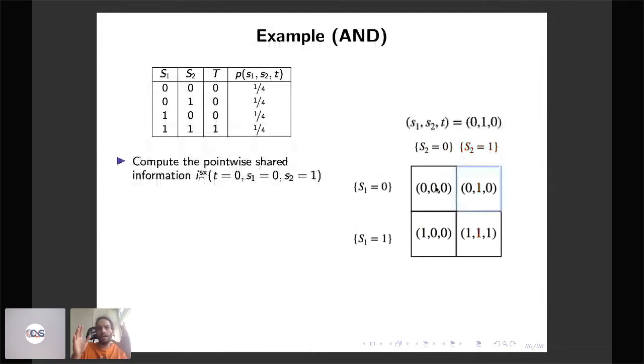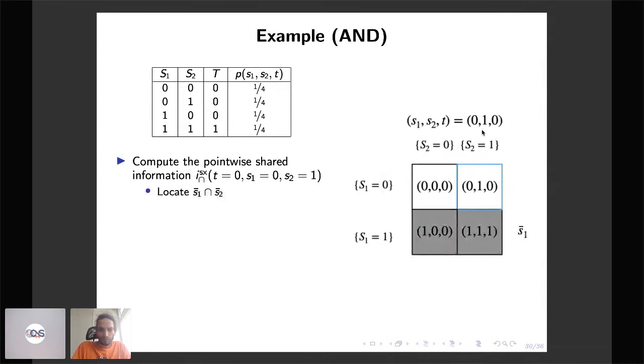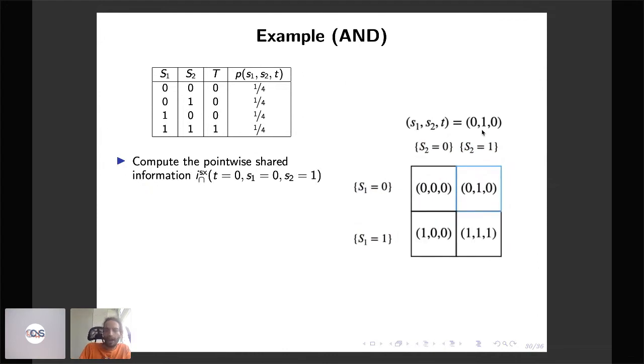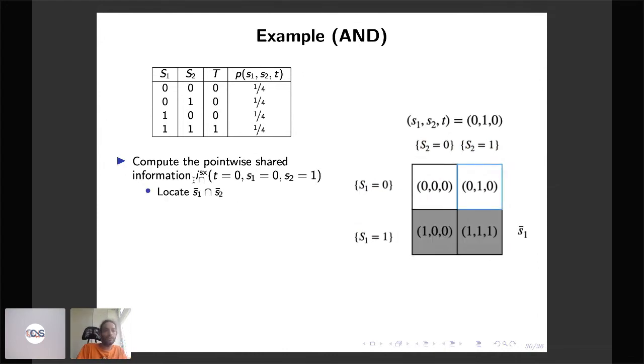And let's try to compute the PID for this particular realization. First, we will start with the pointwise shared information, and we are doing it for the realization where S1 takes the value 0, S2 takes the value 1, and T takes the value 0. The idea is that we have to locate the shared exclusion in order to see how T is with the statement. We need to locate the shared exclusion, remove it, and then rescale the space and compare.